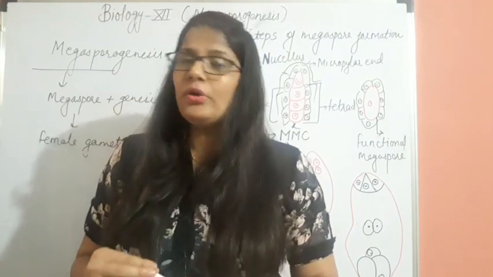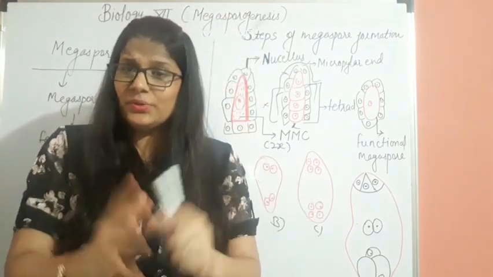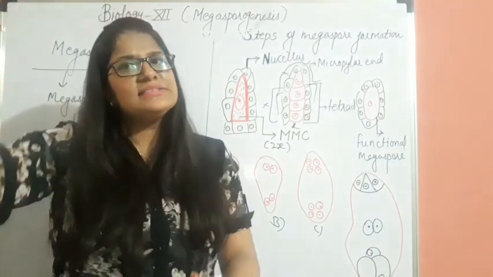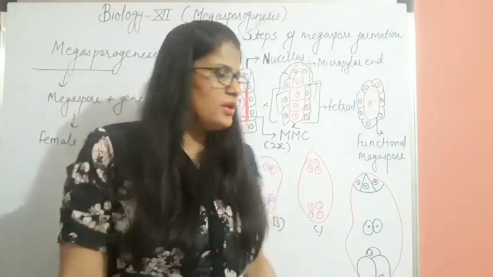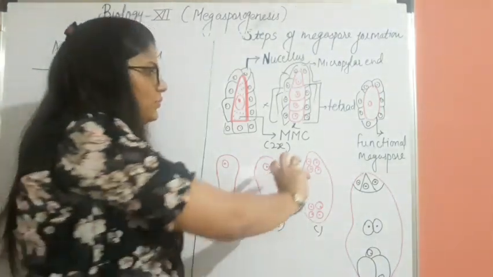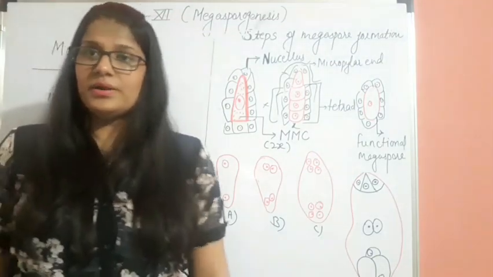Now a very important point to remember is that the nuclear division is a free nuclear division. Free nuclear means the nucleus will divide and then cell wall will be formed. Initially the nuclei are without cell wall, so it is called free nuclear division. इसको free nuclear division बोलेंगे. Now total cells at the upper pole is 4 and at the lower pole is 4.